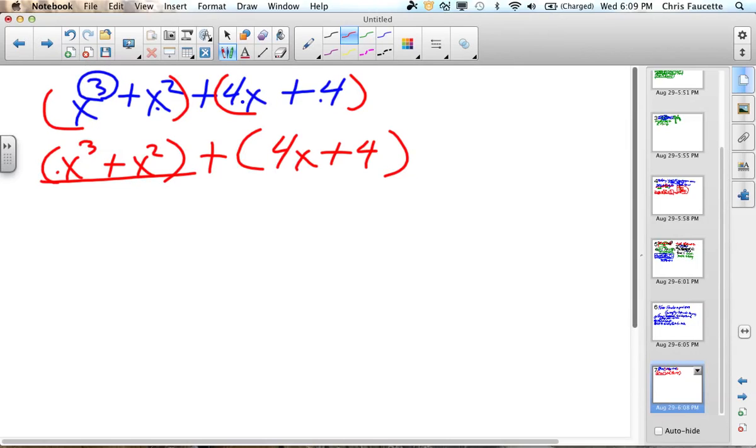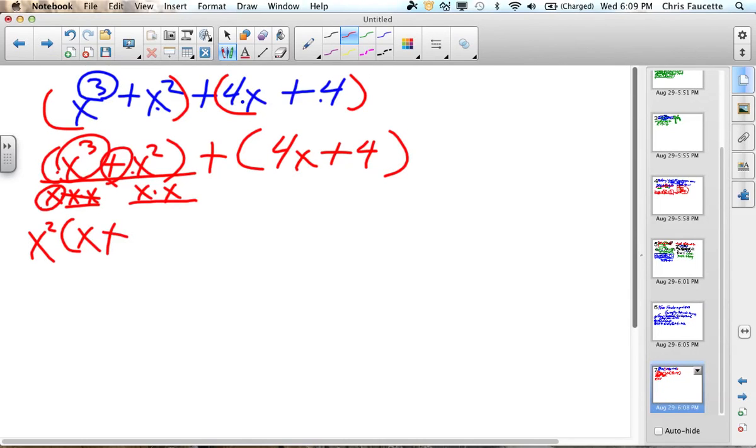Okay, now I come in and see if there's something that I can factor out of this guy. My coefficients are all 1, okay? Here I've got x times x times x. Here I've got x times x. So what I've got in common in both of them is x times x, which is x squared. I'm going to factor that out. X squared times. Okay, now I'm going to divide my x squared out of this term. I'll take it out. All I'm left with is an x.